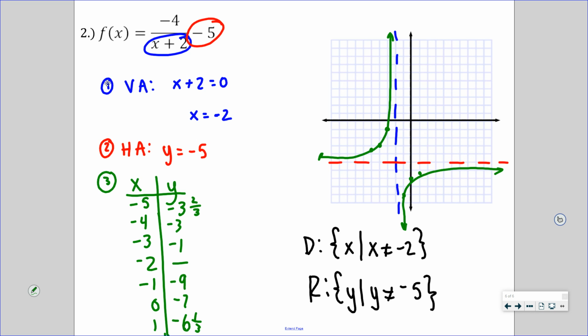Can I use the bathroom? No. Alright, domain and range.